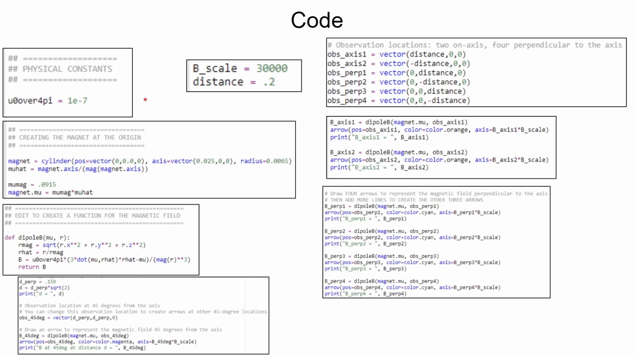Here's our code, physical constants right here. Here's our scaling values we used and the distance for that. This was the code for creating a magnet at the origin. This is the function we made to calculate magnetic field. Down here we have the arrows we made, this is us making the 45-degree arrow and calculating that. Up here is our setting the distances for our observation locations. This is our on-axis arrows, and this is our perpendicular arrows.